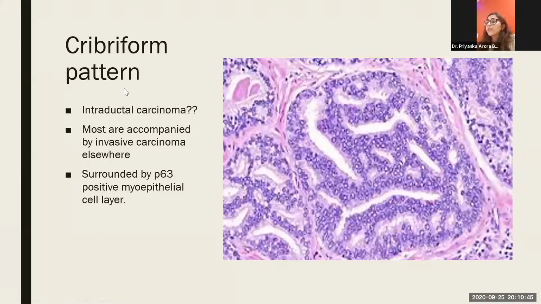So next is the cribriform pattern. So this is the cribriform pattern. And what is intraductal carcinoma? Okay, I'll be talking about intraductal carcinoma in a few slides.